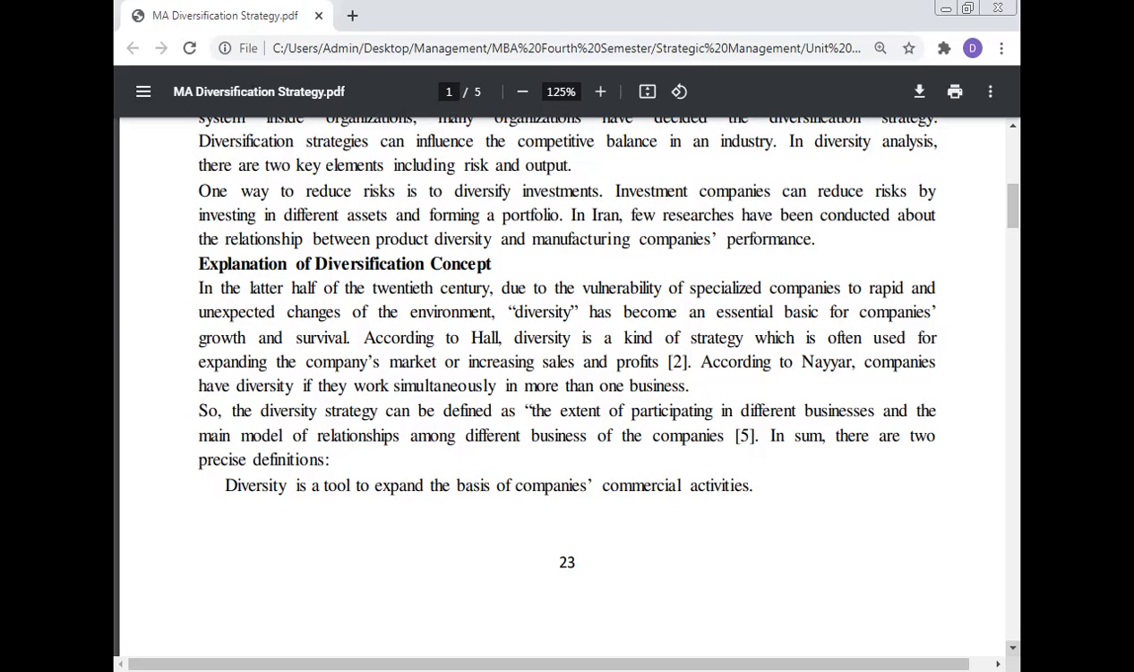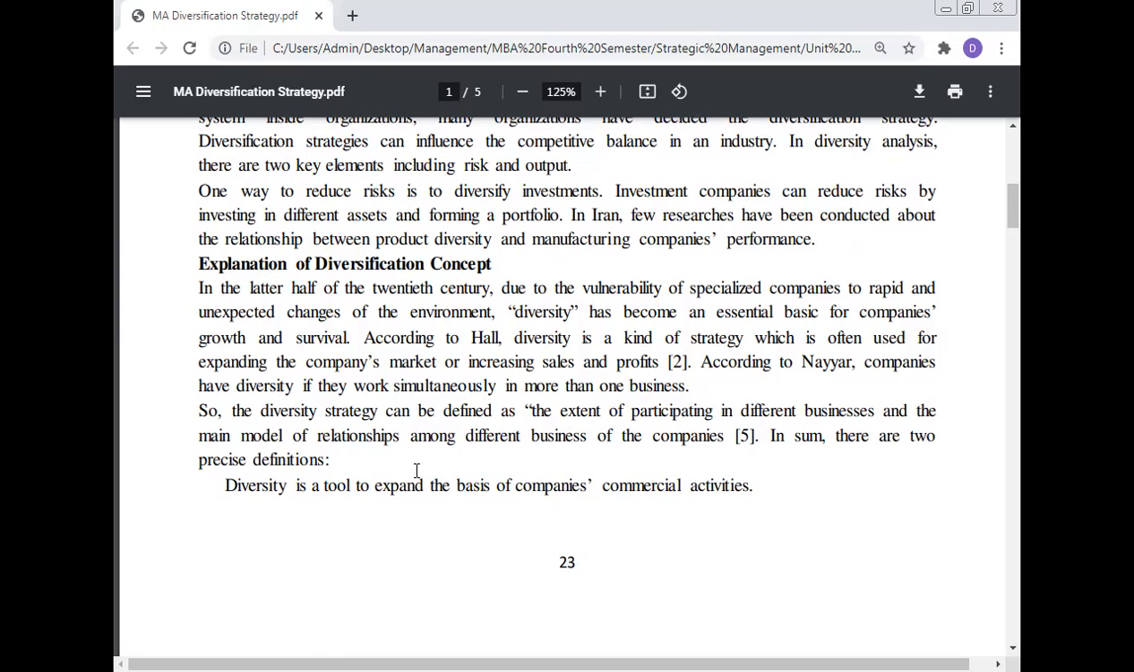According to Hall, diversity is a kind of strategy which is often used for expanding the company's market or increasing sales and profit. According to Nair, companies have diversified if they work simultaneously in more than one business. So the diversity strategy can be defined as the extent of participating in different businesses and the main model of the relationship among the different businesses of the company.